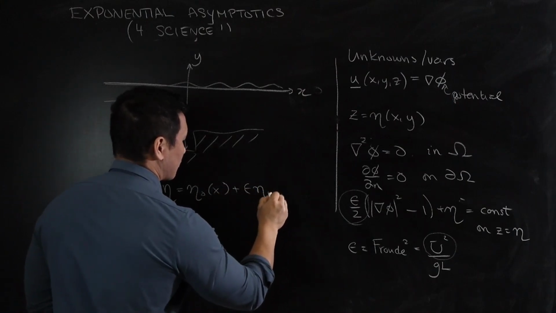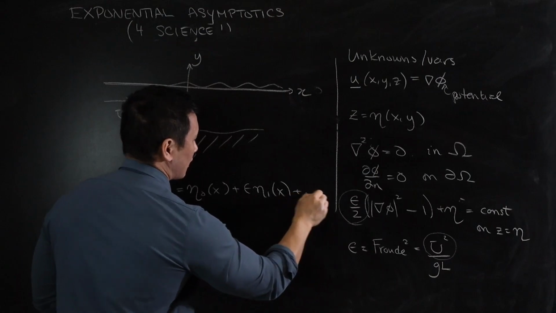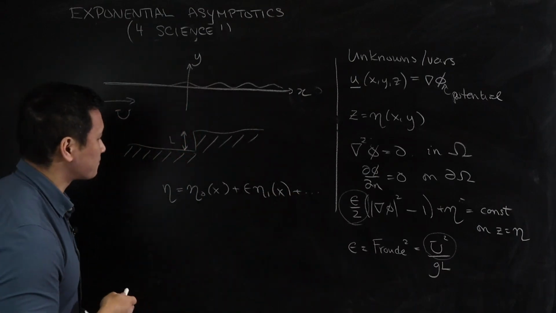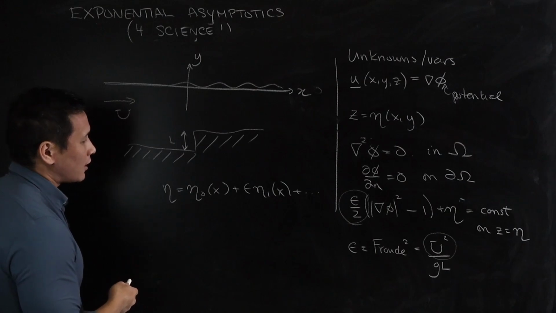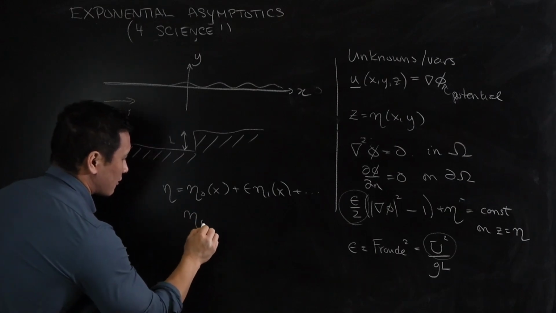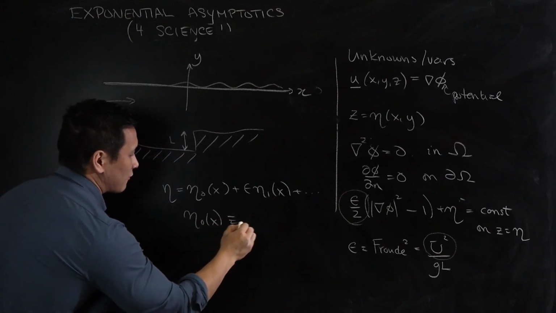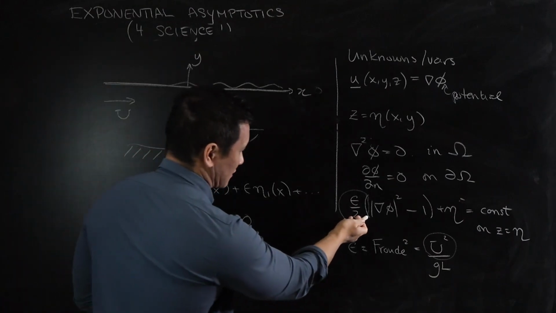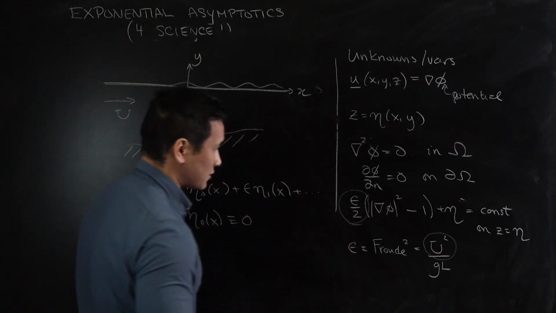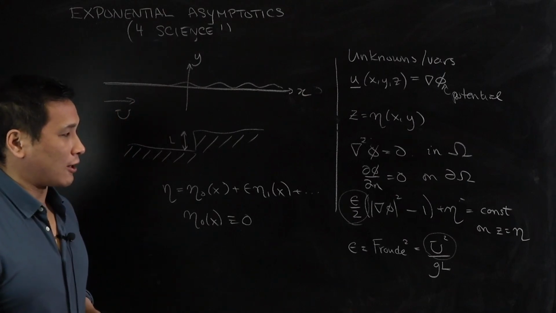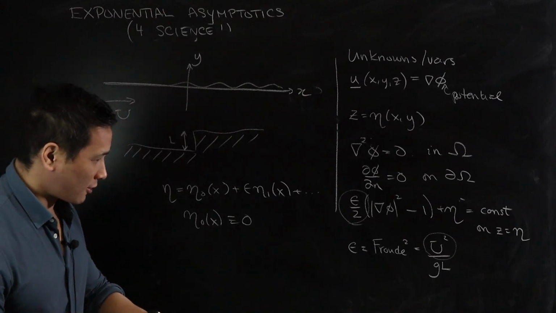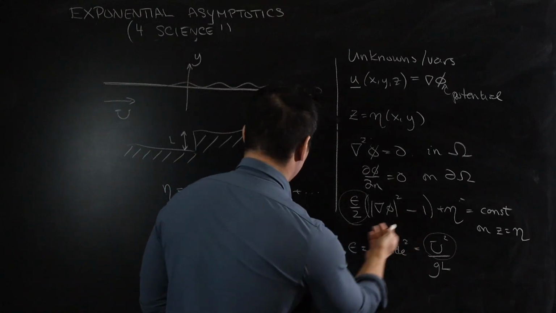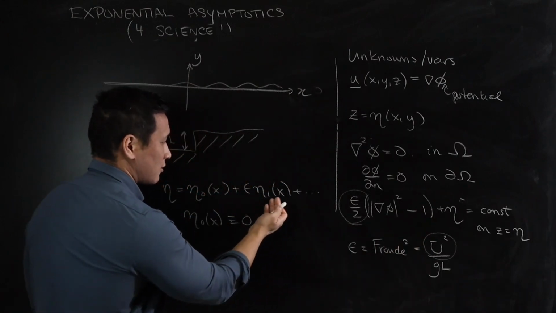I would have an asymptotic expansion in eta, and I would have the same thing for phi and so forth. Okay, and as we said, eta naught of x, if I'm thinking of steady flow, there's an interesting problem of what happens if it's unsteady. Just from looking at this, eta naught of x is equal to 0.